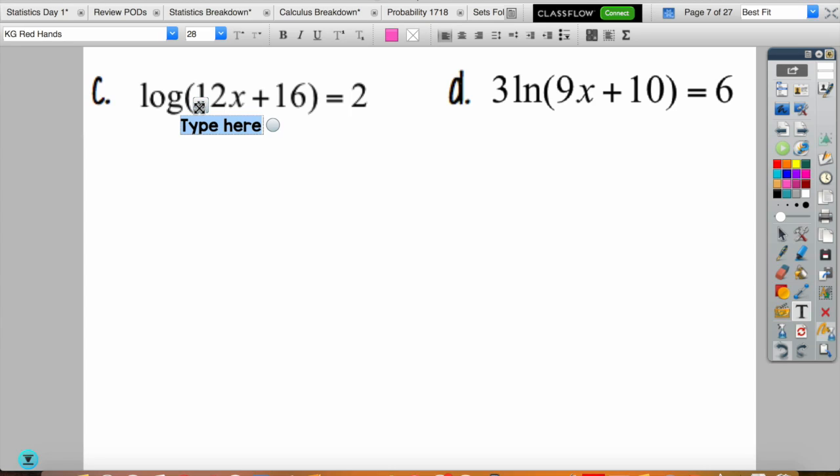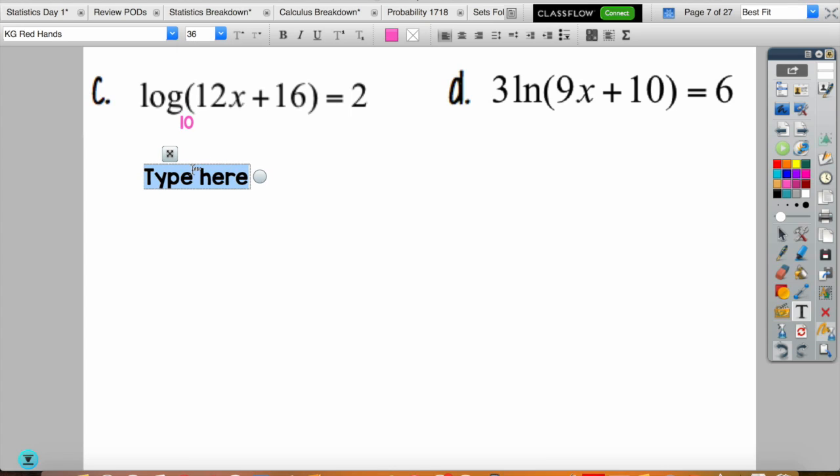Now, to rewrite this in exponential form, we definitely need to know the base of this logarithm. What's the base of this logarithm? 10. So when we rewrite it in exponential form, it's going to be 10 to the second power is equal to 12x plus 16. All of that 12x plus 16 is going to go on the right side of the equal sign.